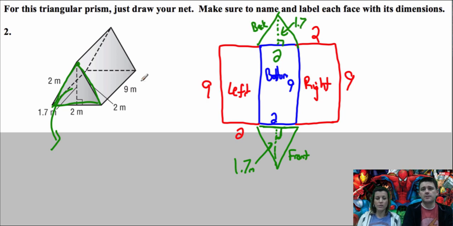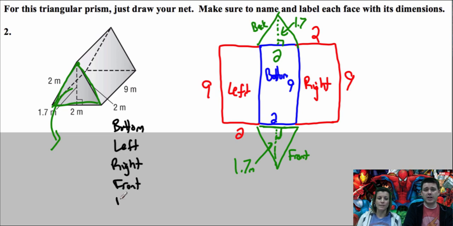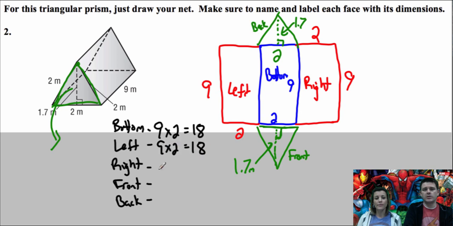And then we start our multiplication sentences. We have left, right, bottom, so bottom, left, right, and then our front and our back. Now the front and back are not going to be fun to calculate, sorry. But the bottom, left, and right are easy. 9 by 2 gives us 18 for each. So since they're all the same, we can get those out of the way easily.